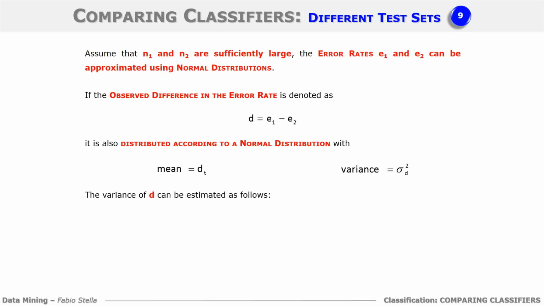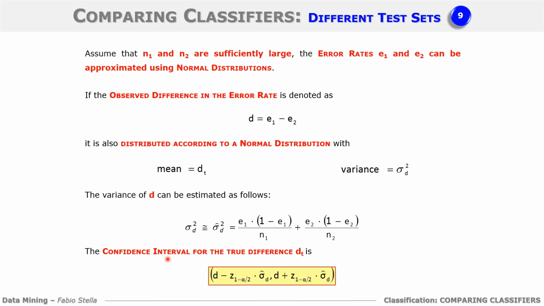This variance, so the variance of D, can be estimated as follows. Sigma d squared is approximated by sigma d squared hat, which is equal to E1 times 1 minus E1 divided by N1 plus E2 times 1 minus E2 divided by N2. Then the confidence interval for the true difference dt between the error rates of the two classification models M1 and M2 is obtained to be the following, and this is the lower limit and this is the upper limit.